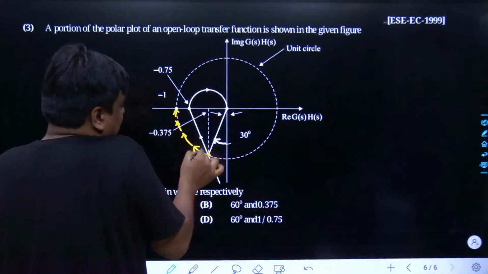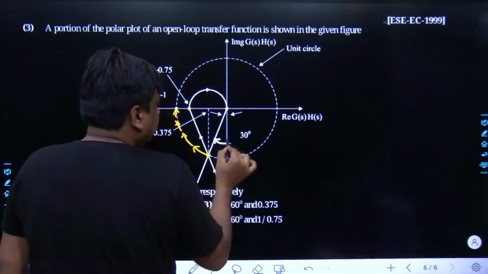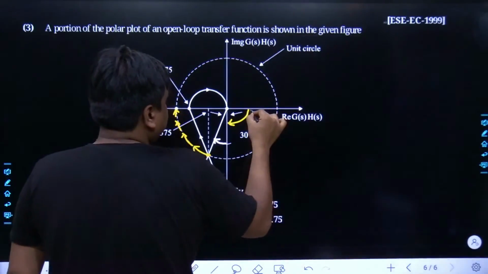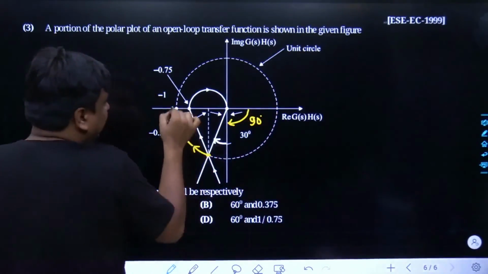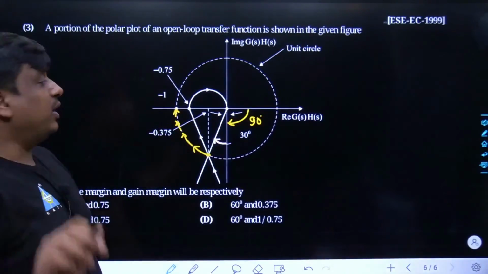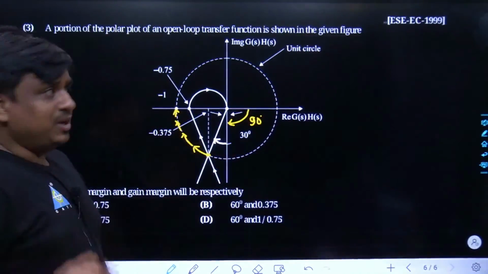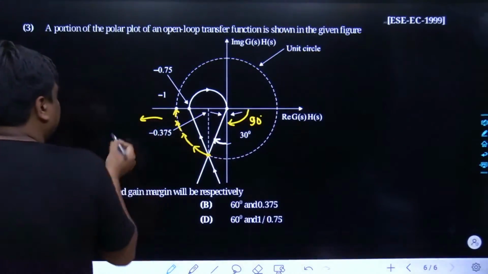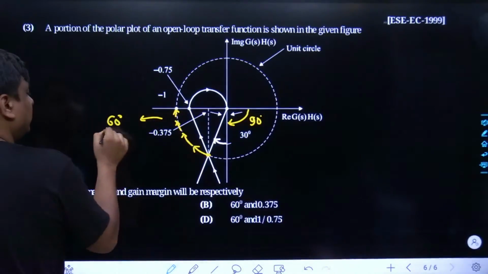How much margin had been left out with the phase? This has been 30 degree. This has been 90 degree. And we know very well, 90 plus 30, the remaining angle is going to be the phase margin. How much angle are we going to have in totality? 180. 180 minus 90, that's simply 90. 90 minus 30, that's simply 60 degree. So the phase margin is simply going to be 60 degree.